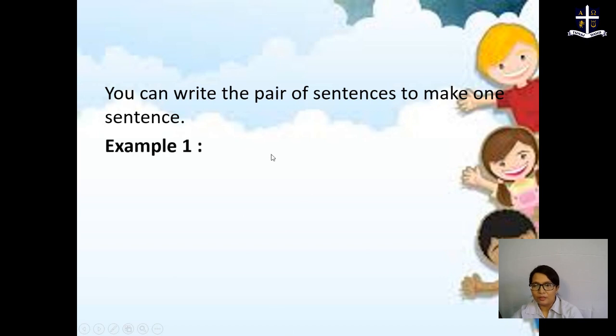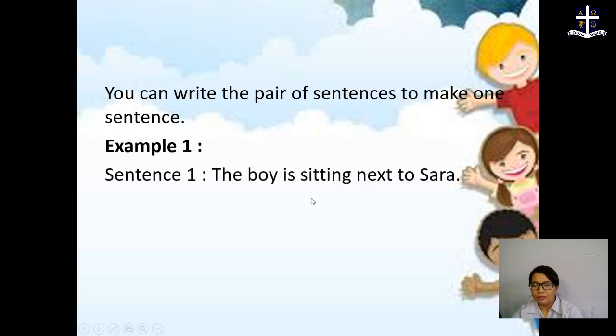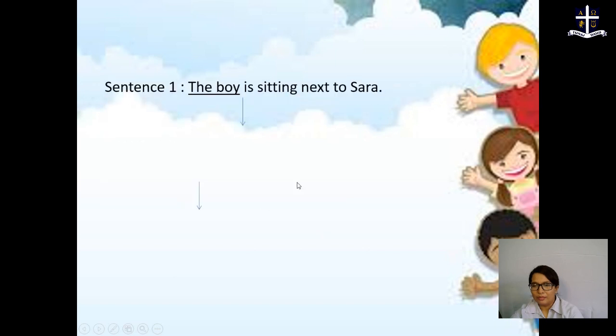Okay, the first example. Sentence one: the boy is sitting next to Sarah. This is the first sentence, and then the second sentence is he is my brother. Okay. So how do we make these two sentences become one new sentence? So look at the way. The first sentence is the boy is sitting next to Sarah.